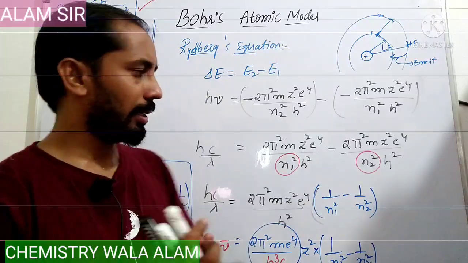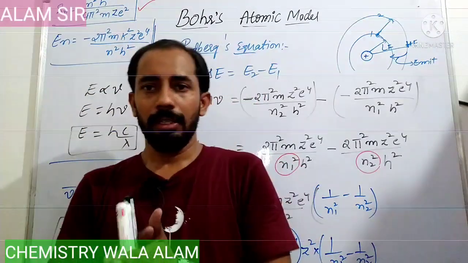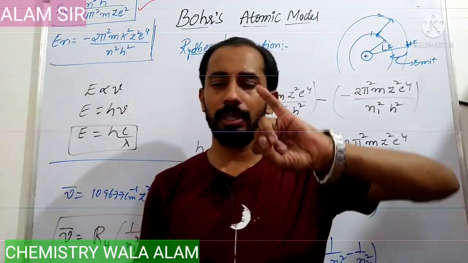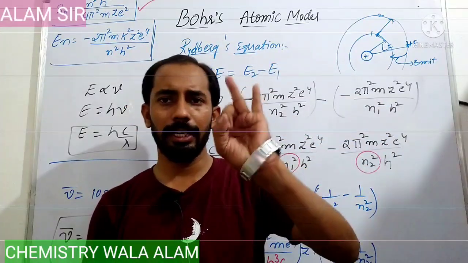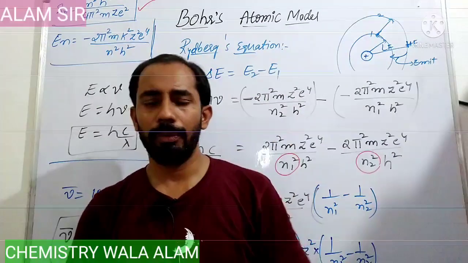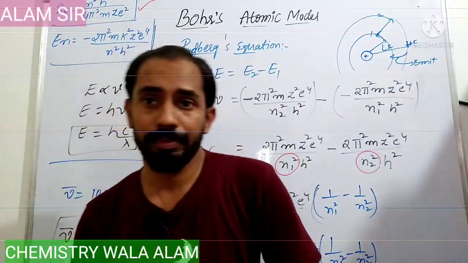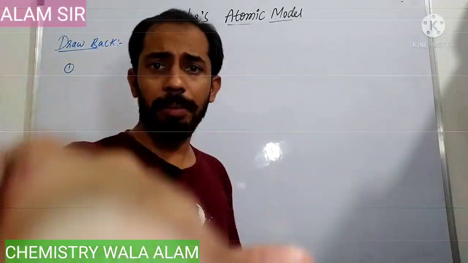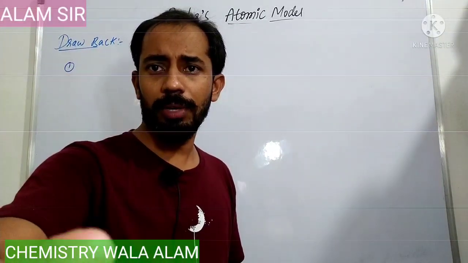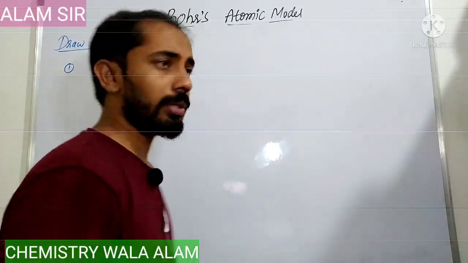So in today's session we have discussed how to calculate the radius, energy, velocity, and wave number. Next, coming to the drawbacks of Bohr's atomic model.